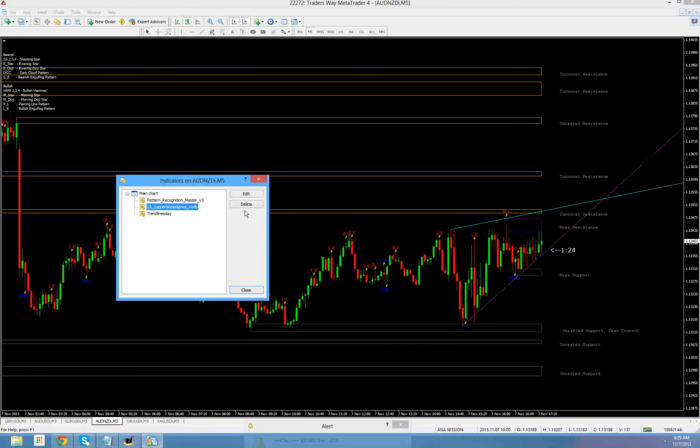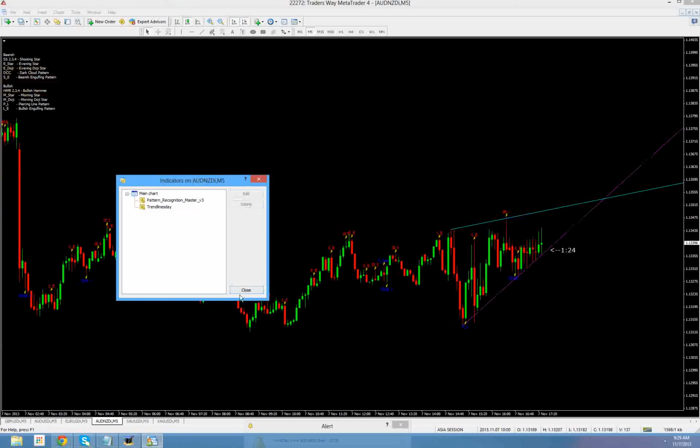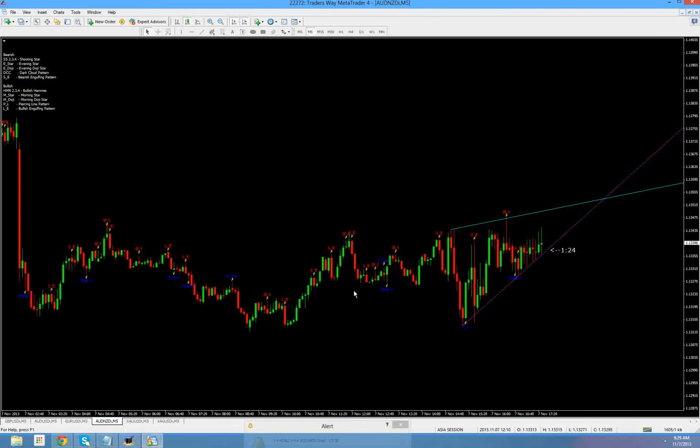So let's go ahead and remove support and resistance off there. We're going to talk about trend lines next. Okay, so these are the trend lines.